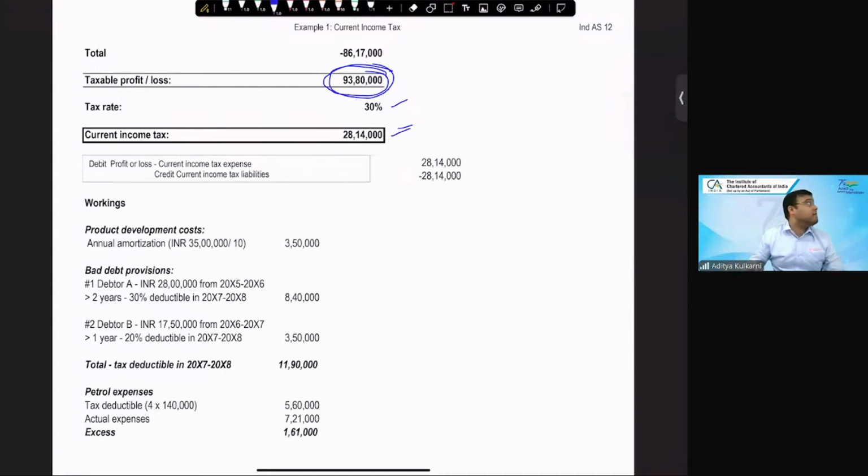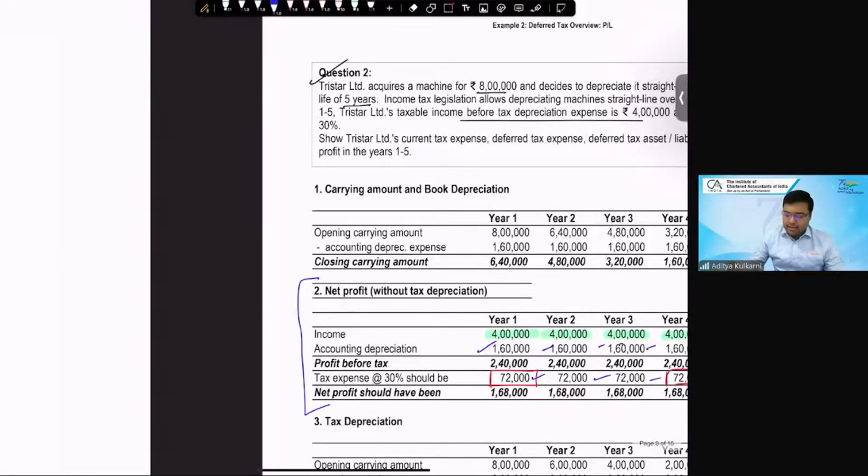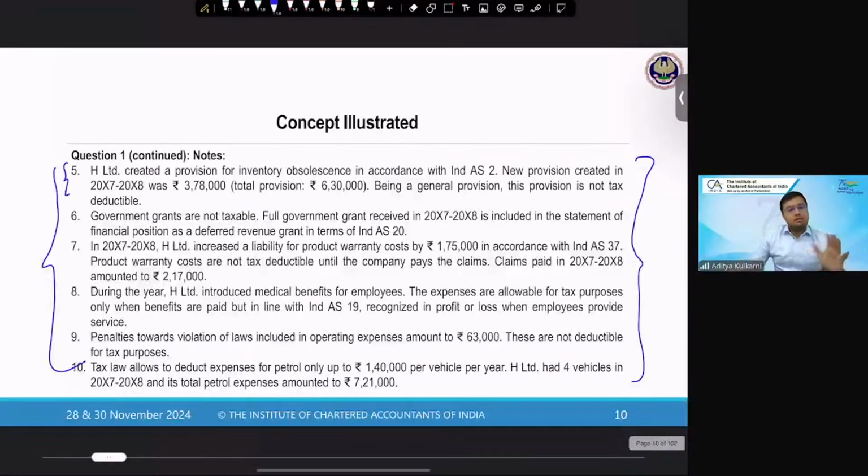So debit will be profit or loss account, debit to income tax liability or provision for income tax 28,14,000. That's it. Nothing else is there in this. Okay. So now let us continue our theories.